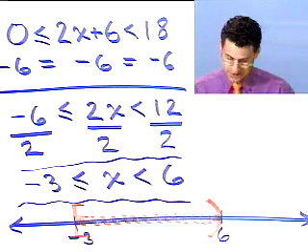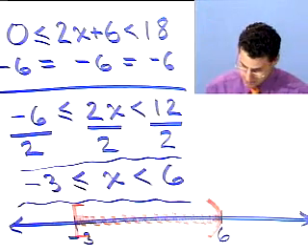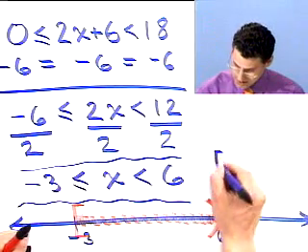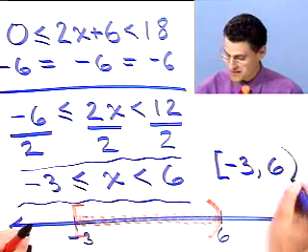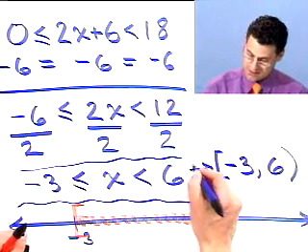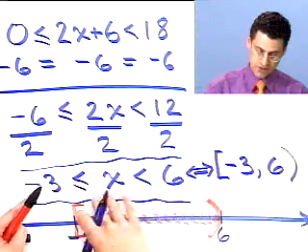So in fact, I could write this answer in interval notation as minus 3 with a bracket, 6 with a parenthesis. These two statements are identical. This statement and this statement are the same. This is interval notation. This is inequality notation.